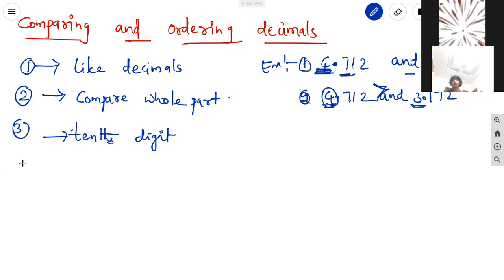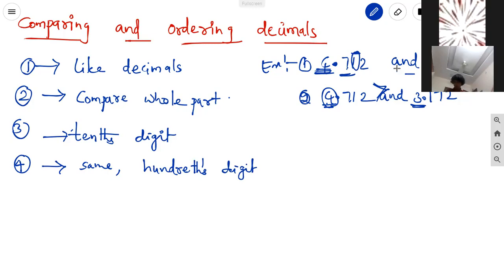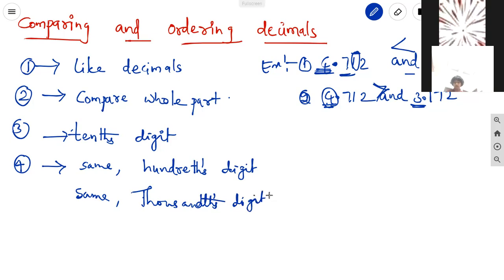Then go for the fourth step. If the tenths digit is the same, then compare the hundredths digit. The hundredths digit is 1 here, 3 here. Whichever is greater, that number is greater. If in the fourth step the hundredths digit is also the same, then go for the thousandths digit. That is the rule.